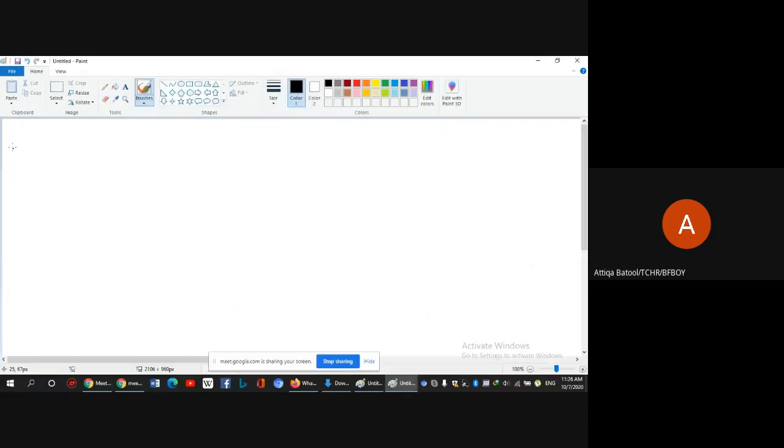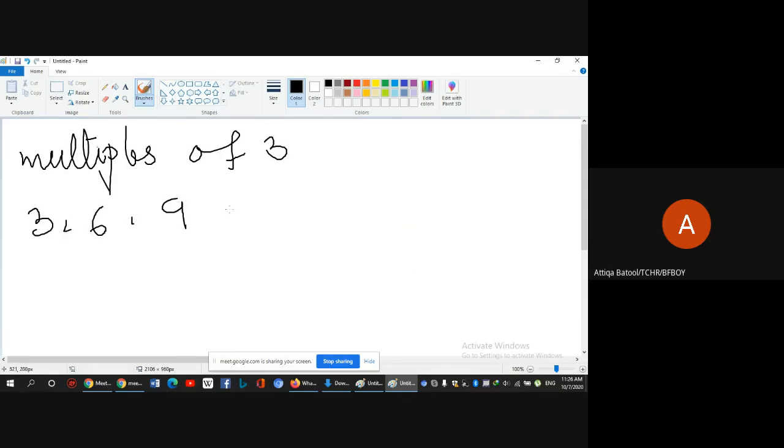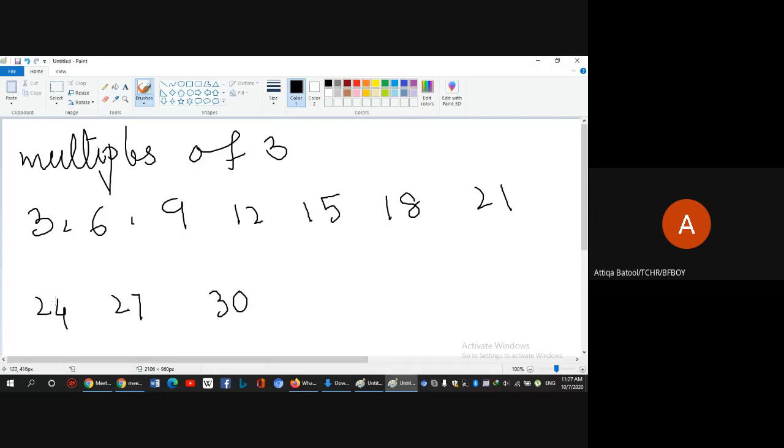Suppose we are going to take the multiples of 3. What are the multiples of 3? 3, 6, 9, 12, 15, 18, 21, 24, 27, and 30. Got it? Okay. These are the multiples of 3.